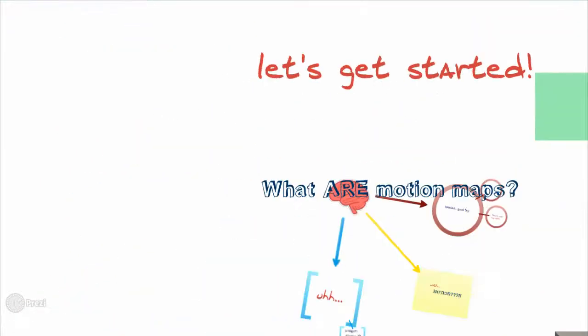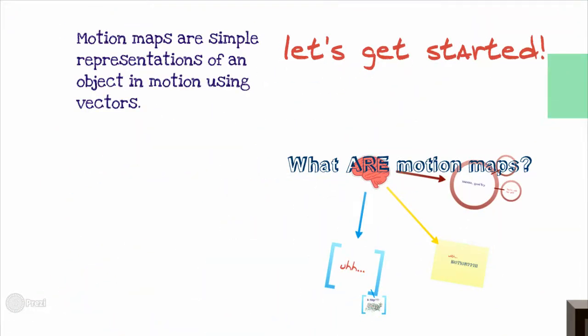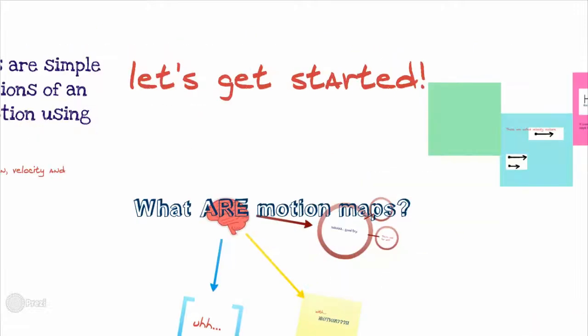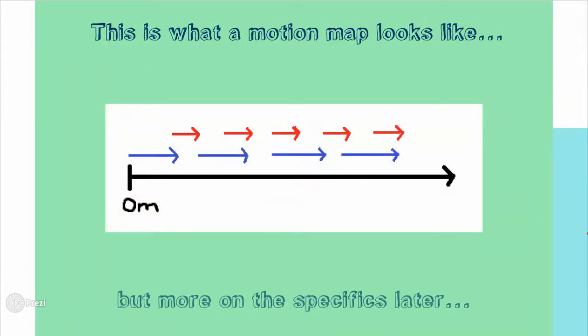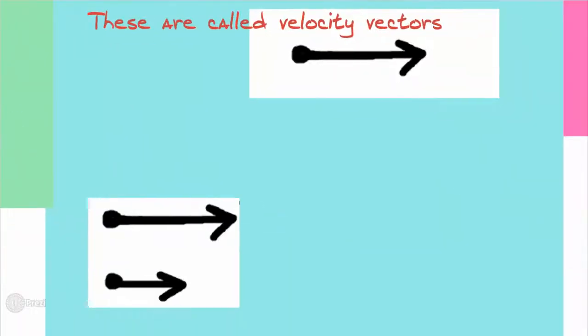Motion maps are a simple representation of an object in motion using vectors, which, if you remember, are just arrows on a graph. They represent position, velocity, and can also represent acceleration, which we'll talk about later. This is what a motion map looks like, but we'll get more on the specifics later.